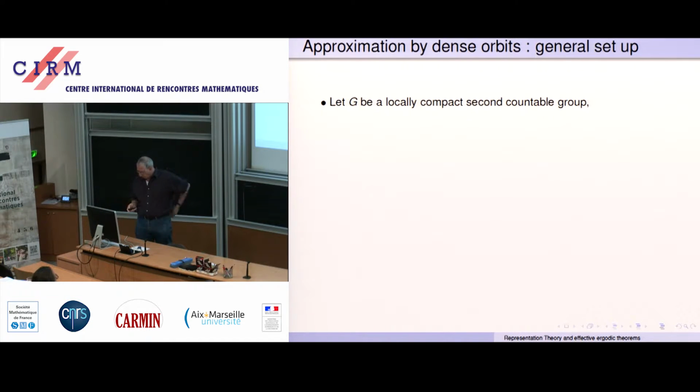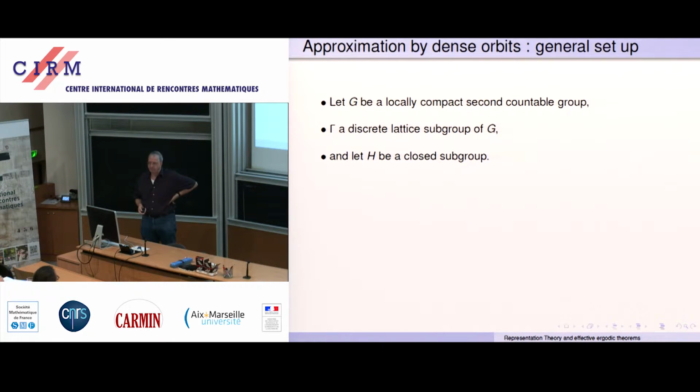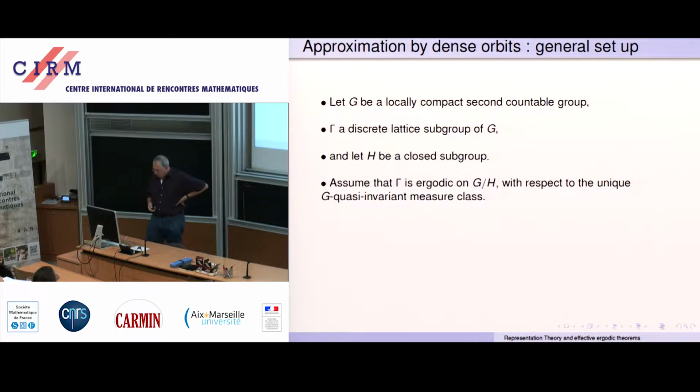Okay, so the general setup is as follows. Let G be a locally compact second countable group, Gamma a discrete lattice subgroup, and let H be a closed subgroup. And we assume that Gamma is ergodic on the homogeneous space G mod H with respect to the unique quasi-invariant measure class.